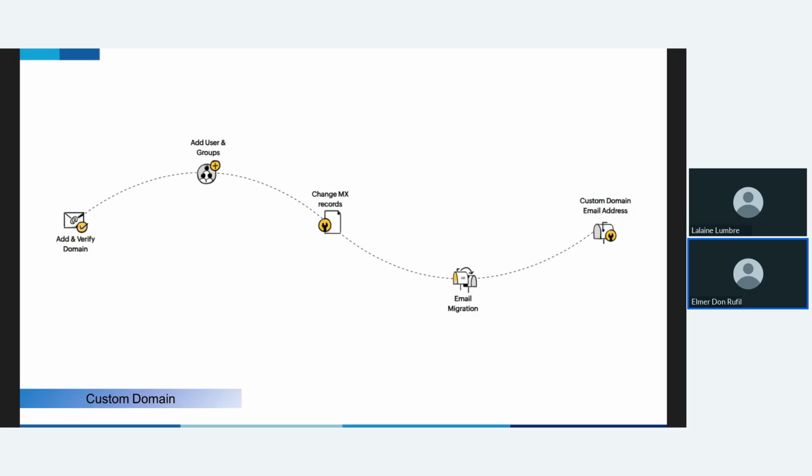Why does this matter? It makes your communication look more professional and trustworthy. When clients see that your email is coming from your company domain, it builds confidence and reflects your brand identity. Setting this up is straightforward and simple. Once your custom domain is verified, every team member can have their own branded email address, whether it's sales at yourcompanyname.com, support at yourcompanyname.com, or CEO at yourcompanyname.com. With Zoho Mail, your company email isn't just a tool for communication, it's also a tool for branding and credibility.